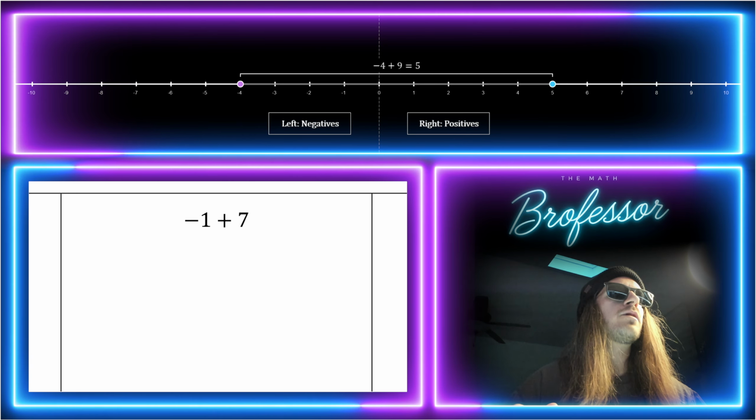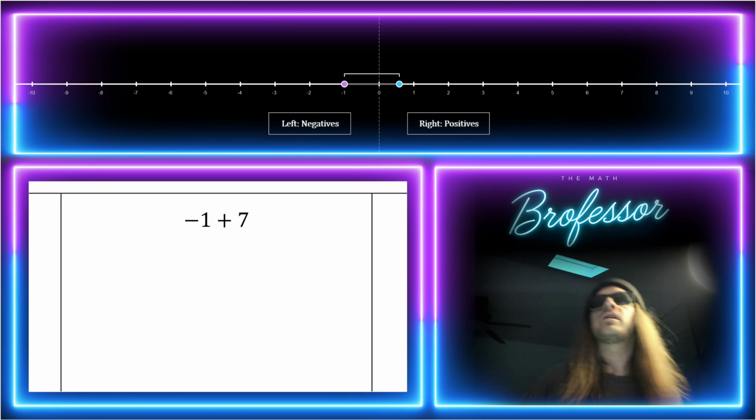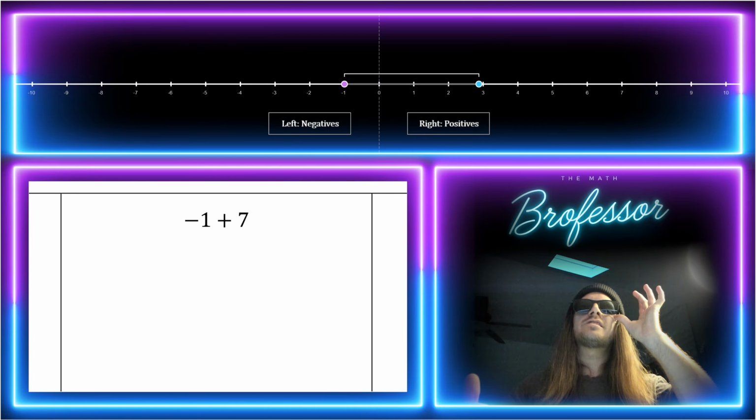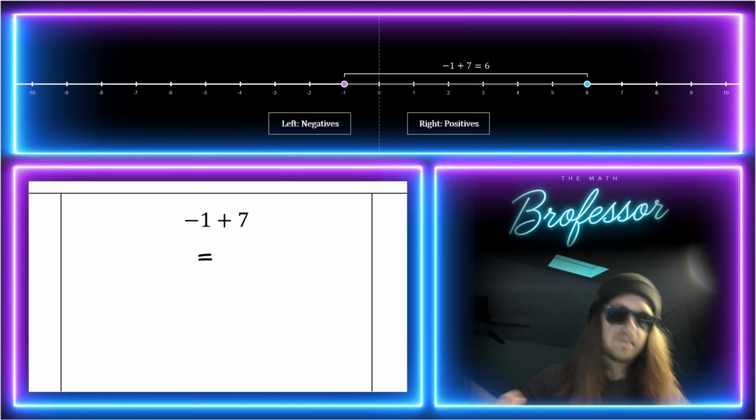All right, negative 7 plus 1. Think, what do you think the answer to negative 7 plus 1 is going to be? Start at negative 1, move 7 units to the right. We're already in the positives. Where does this land? It lands us at 6. Negative 1 plus 7 is 6.